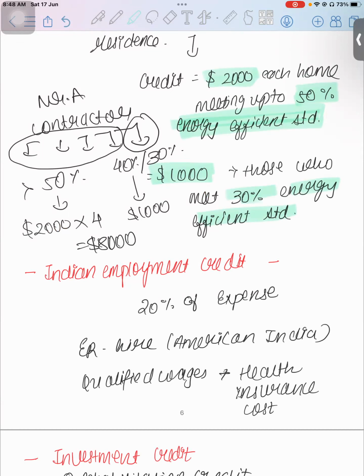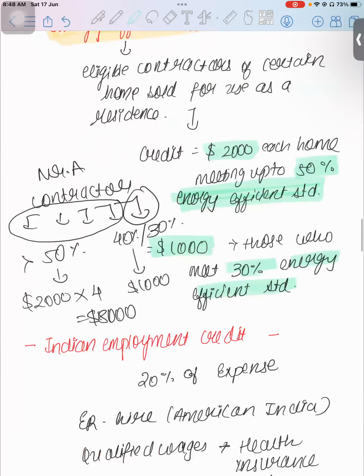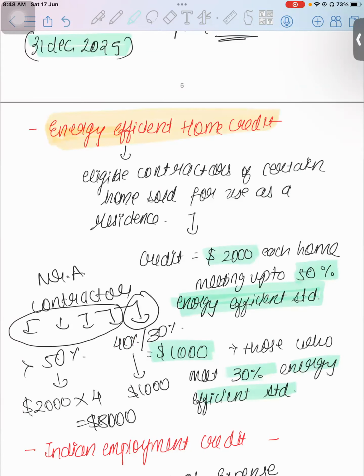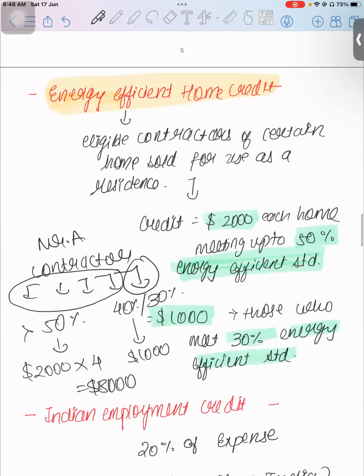Okay, guys, this was about the energy efficient home credit, which is usually used by the contractors. Because, see, remember one thing: right now we are learning about general business credit, and contractors are someone who are into the business of selling the home. That's why we are learning this credit right now.